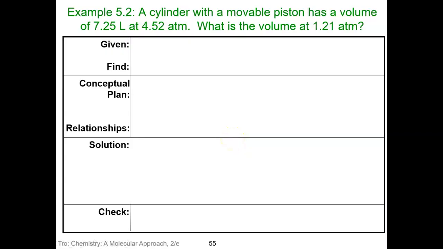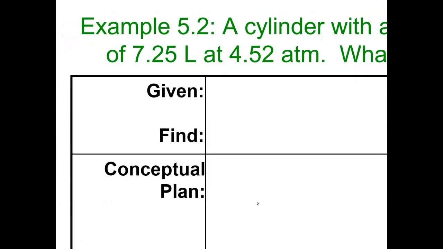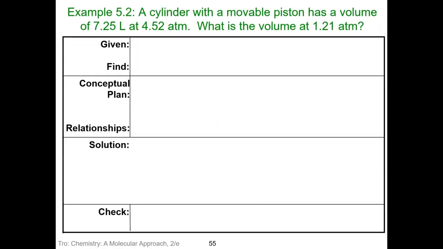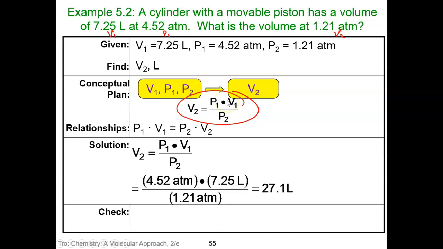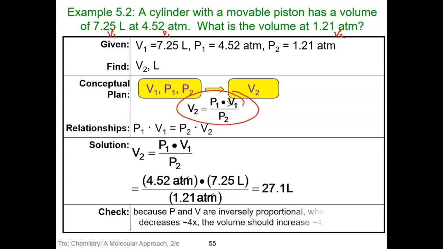Okay, so let's look at this problem. With these problems, it's really helpful to identify your variables. This is a cylinder with a movable piston that has a volume. So here's our volume, this is our V1, here's our P1, and here's our V2. And again, you've probably done a lot of these. Identify your variables, write your equation, and then solve. Then we just plug them in. Make sure all those units cancel, and indeed, this one makes sense.